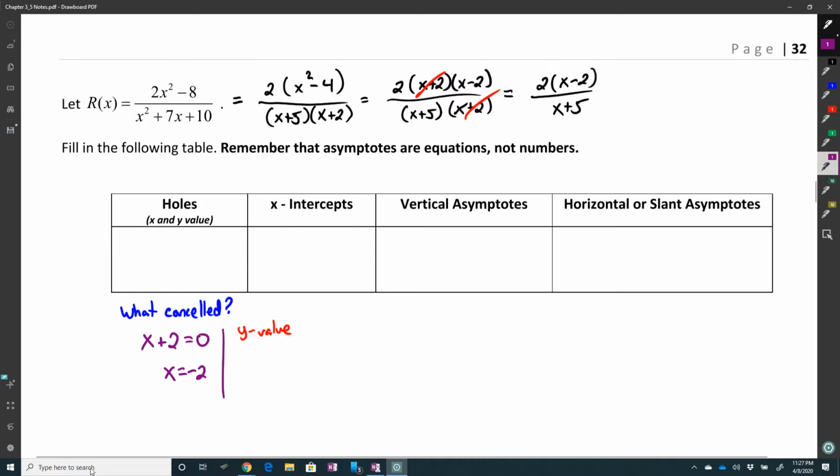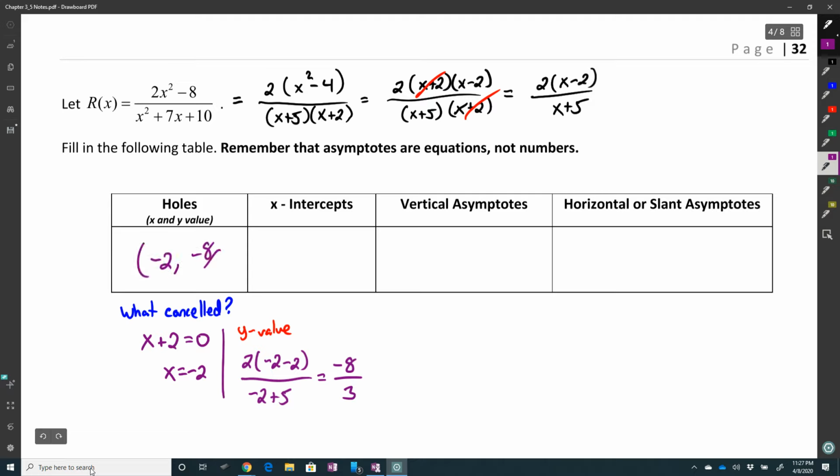Anyway, so I have 2 times negative 2 minus 2 over negative 2 plus 5. So negative 4 times 2 is negative 8. Negative 2 plus 5 is 3, so negative 8 thirds. So my hole is at negative 2, negative 8 thirds. So I got my x value and I got my y value.